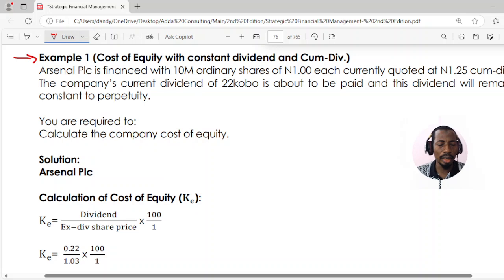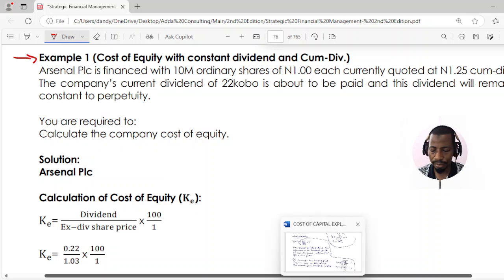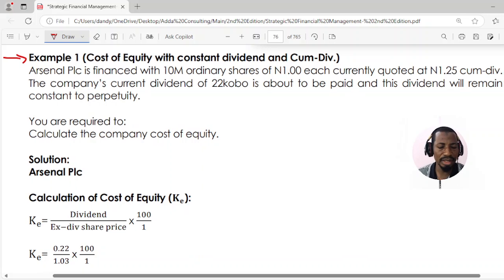So Arsenal PLC is financed with 10 million ordinary shares of 1 naira each, currently quoted at 1 naira 25 kobo cum div. So the share price is cum div. The company's current dividend of 22 kobo is about to be paid, and this dividend will remain constant to perpetuity. You are required to calculate the company's cost of equity.